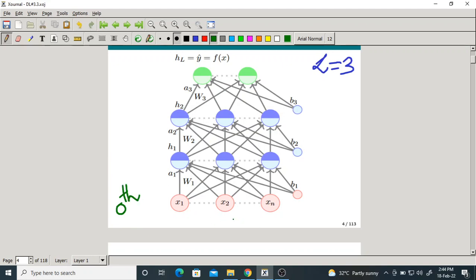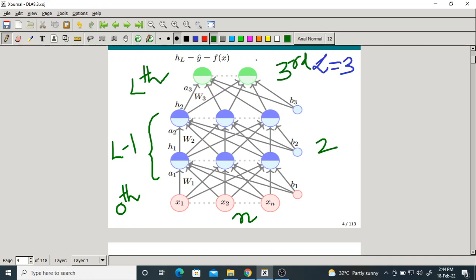How many inputs? N. We have L minus 1 hidden layers, which in this case means 2 hidden layers. Each hidden layer has N neurons. Finally, this is called the Lth layer, which means the third layer. In this third layer there are K neurons, not N, K neurons.